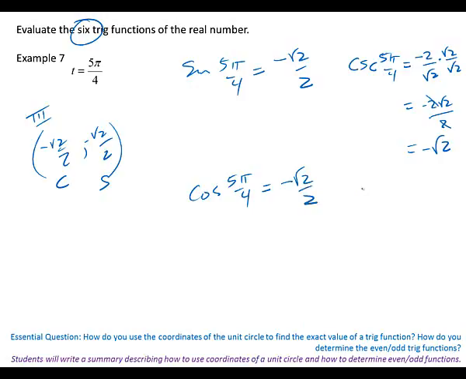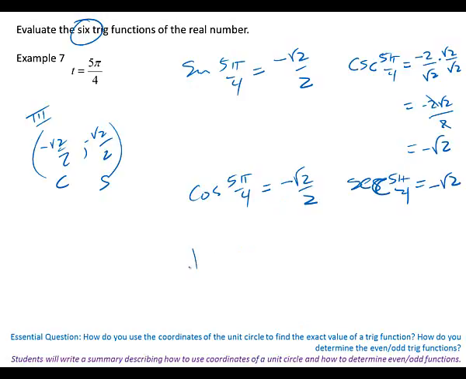Negative square root of 2 over 2. What do we easily get from the cosine? What other function? Not cosecant, but secant. Secant of 5 pi over 4. When I flip the reciprocal, isn't it going to be the same as the cosecant? So okay, I don't need to redo all that work. I'm just going to write down negative square root of 2.